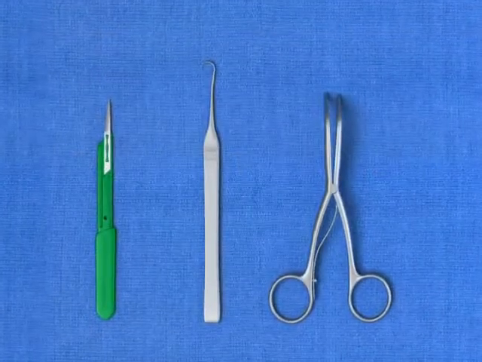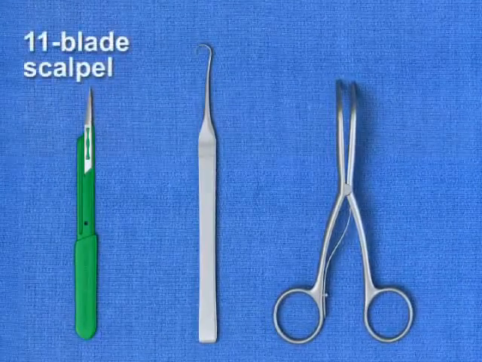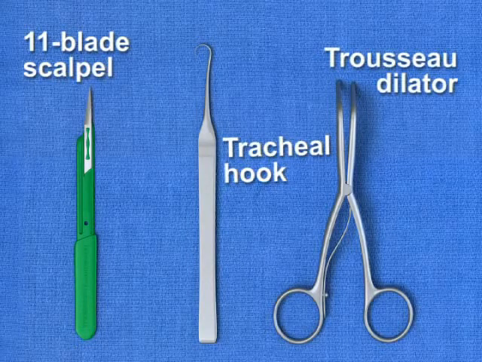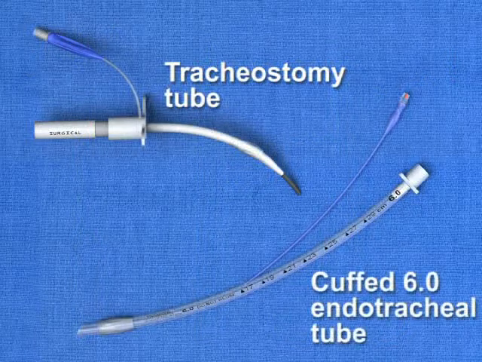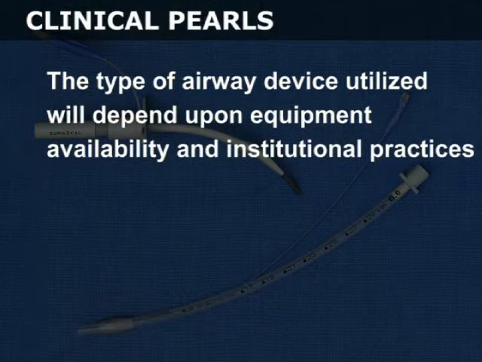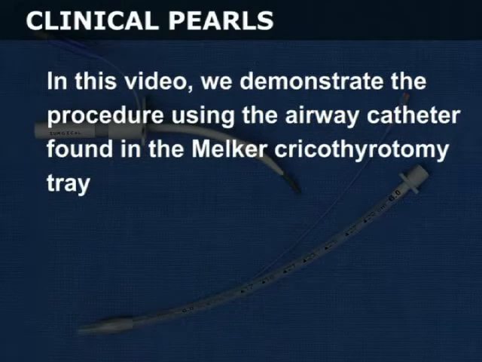The required equipment for a traditional surgical cricothyrotomy includes an 11-blade scalpel, a tracheal hook, a trousseau dilator, and a tracheostomy tube or cuffed 6.0 endotracheal tube. The type of airway device utilized will depend on equipment availability and institutional practices. In this video, we demonstrate the procedure using the airway catheter found in the Melker cricothyrotomy tray.